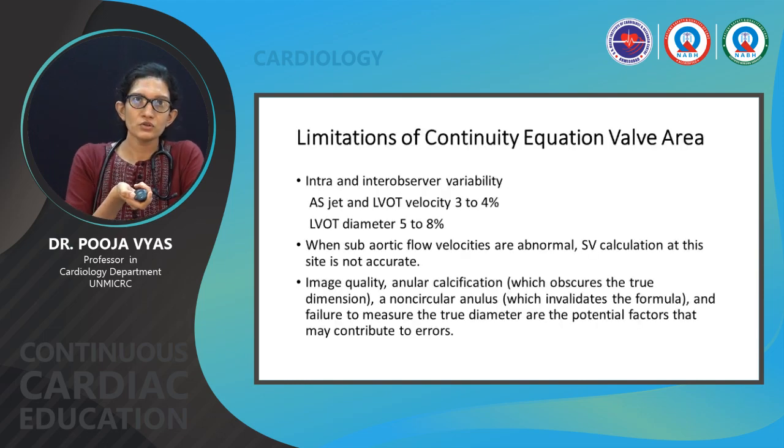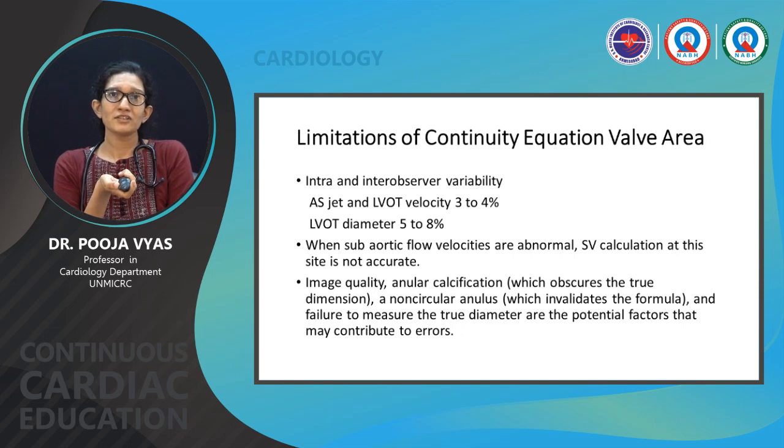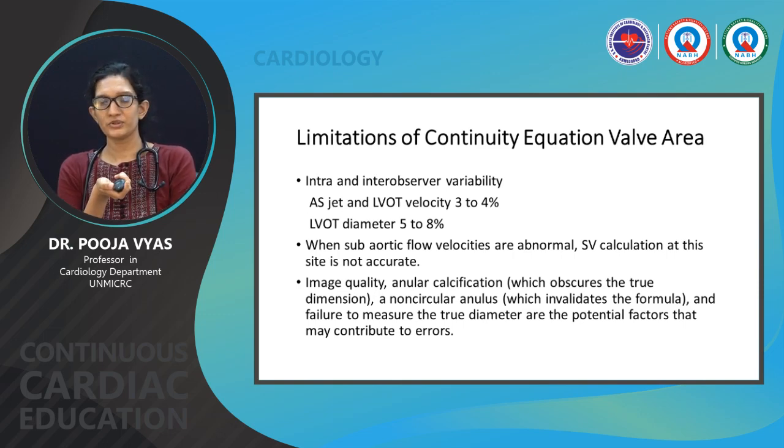There are certain limitations also. Image quality, annular calcification, a non-circular annulus, and if we do not calculate LVOT area correctly, all these factors can lead to errors. Intra and inter-observer variability for calculating AS jet and LVOT velocity is 3 to 4%, while for calculation of LVOT diameter it is very high, it is 5 to 8%. So we should take care while calculating LVOT diameter, because cross sectional area here is pi r square. Even if there is a small error in this calculation, it will be compounded in the final formula.